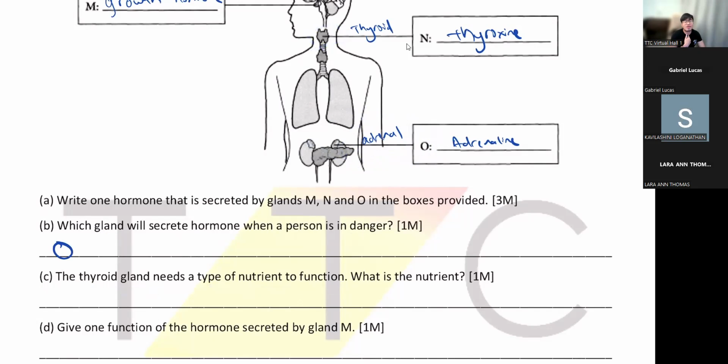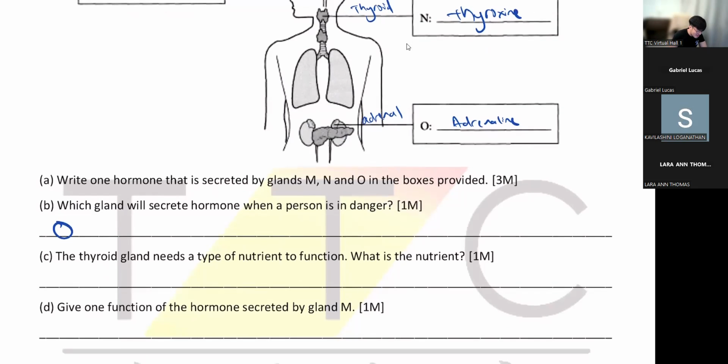So C, the thyroid gland, which is this one, needs a type of nutrient to function. How do you keep your thyroid healthy? You need one nutrient. You learn it in Form 2 actually. This nutrient is found in seafood. Not iron, but it starts with I. Nice try. Good try. This is your iodine. You can find iodine in seafood. You can find it in sea salt.